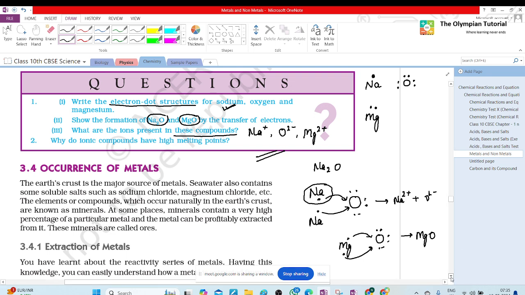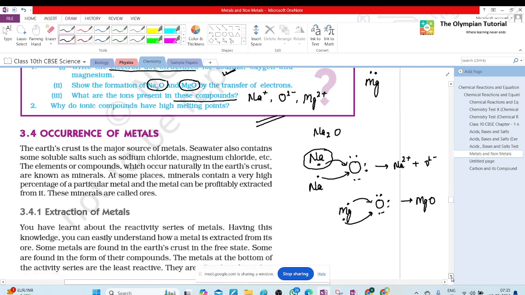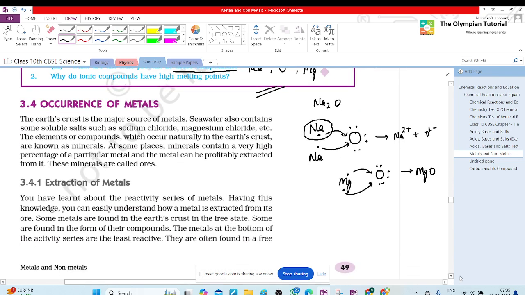Occurrence of metals. Yesterday we did the reactivity series. We have seen some metals are most reactive, some less, some very least reactive. According to that, metals are found in different states in nature. Highly reactive ones we get in combined state. The least reactive ones will not react with others. And the original state in which we get metal from nature is known as ore.